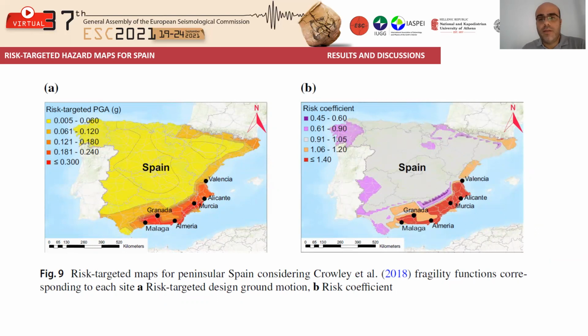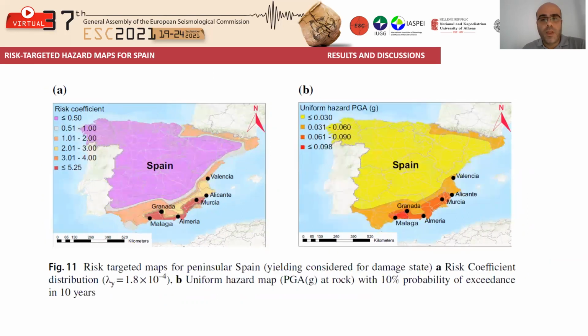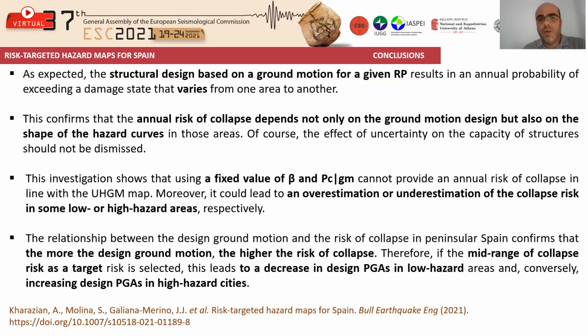Here, the Crowley et al. fragility curves have been used to develop the risk-targeted maps. And this slide displays the risk coefficient distribution, assuming the yielding damage state using the values proposed by Ulrich et al. 2014 for the fragility curves. On the right side, the corresponding uniform hazard PGA with a mean return period of 95 years of peninsular Spain can be seen. After the comparison of the obtained results, we can highlight some remarks here.